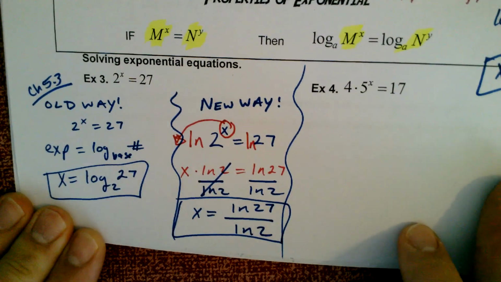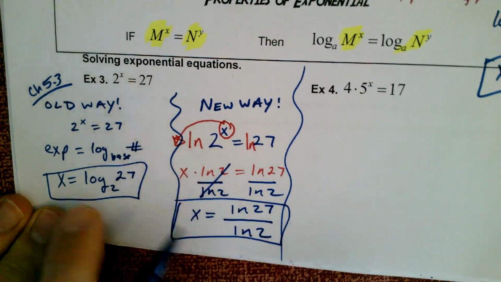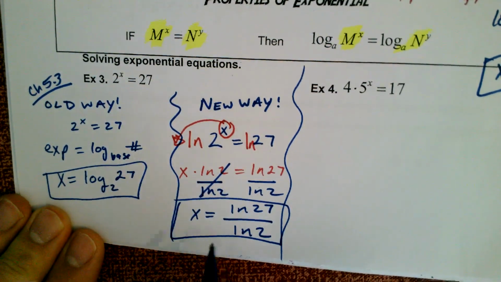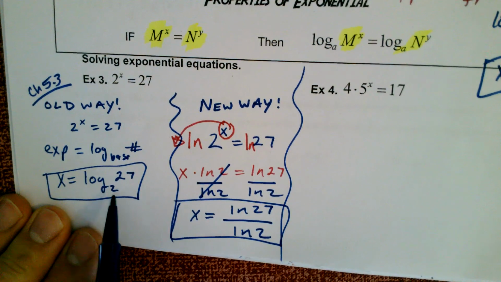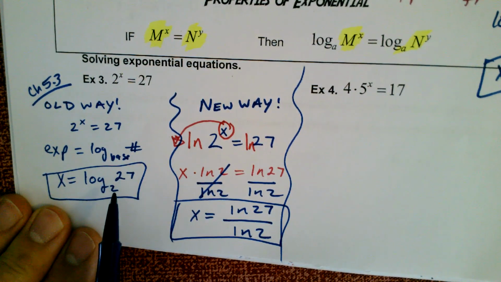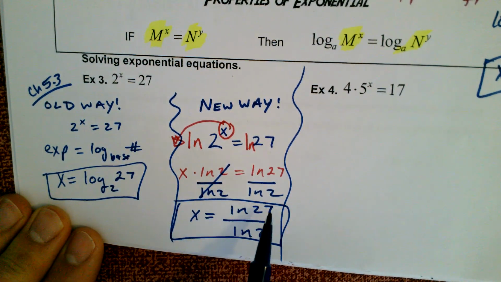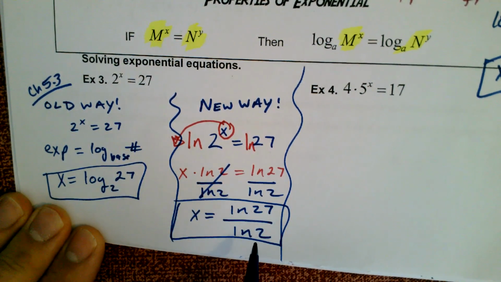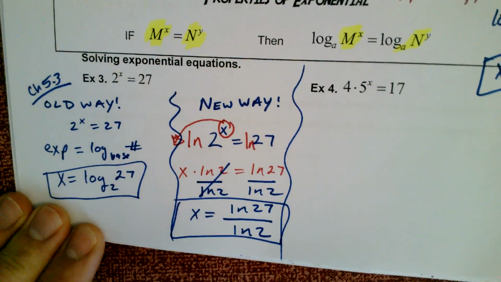So that's the new way. So old way, new way. On this question, you could answer it either way. In chapter 5.5, I showed you the change of base formula, especially if you had a TI-83. We said, well, if I have log of 27 base 2, if I have an 83, I can do the natural log of 27 and divide it by the natural log of 2 and get the same decimal.